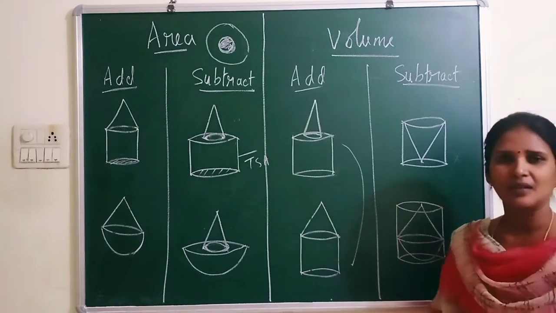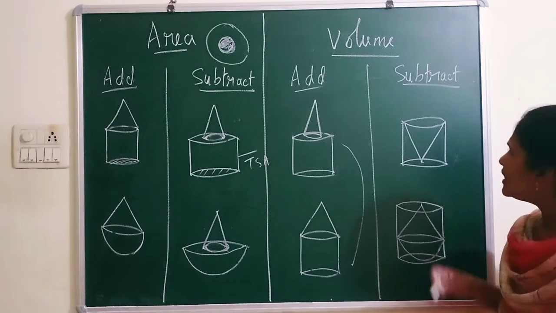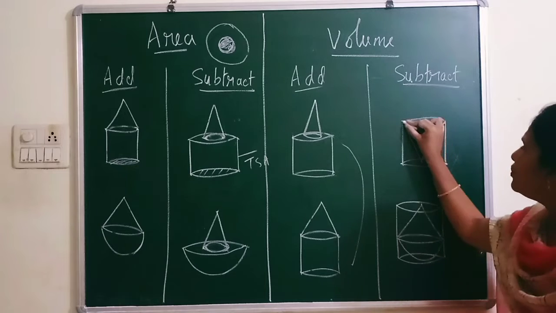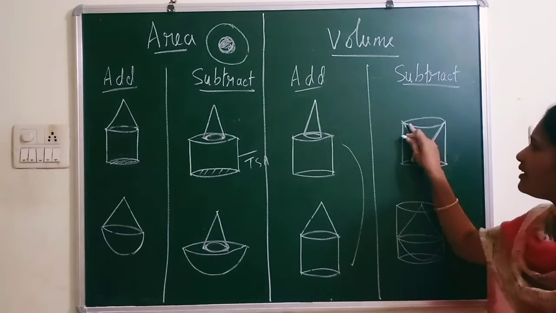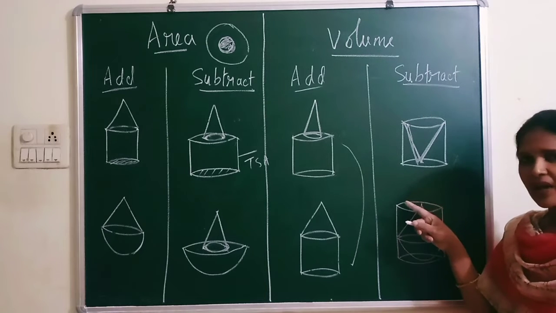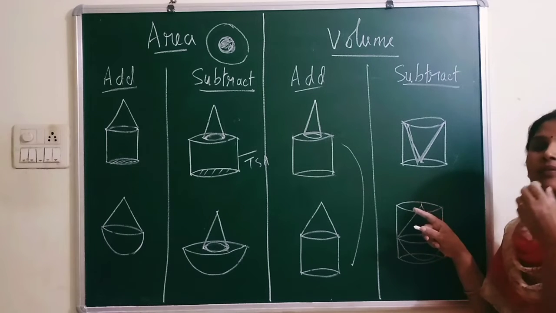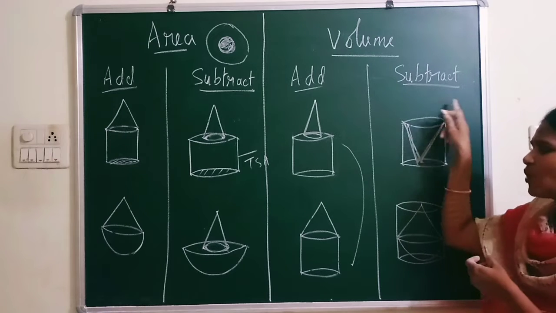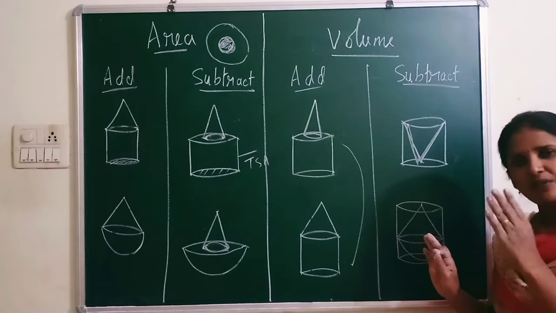Next, coming to the subtraction concept. In case of volume, you do subtraction only when you make a cavity in the block. So you can see this is a cavity. Which cavity have you removed? Conical cavity. So what do you subtract? The solid is a cylinder and the cavity is made up of a cone. So volume of cylinder minus volume of cone. Very simple. Whichever cavity you have, that you have to remove.